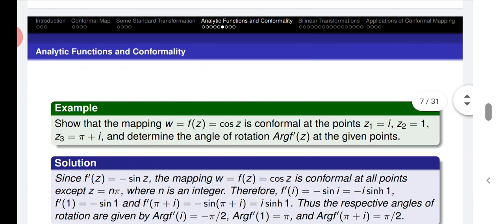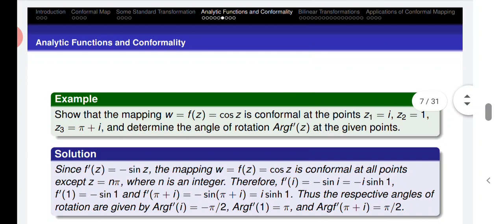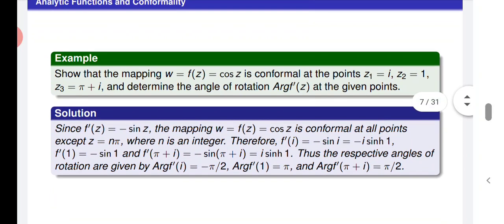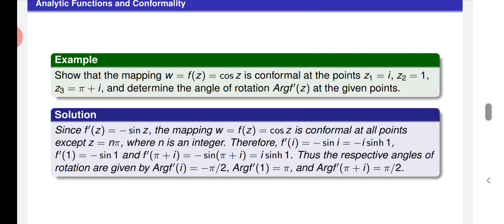Now another example is here. Show that the mapping w equal to f of z equal to cos z is conformal at the points z1 equal to iota, z2 equal to 1, z3 equal to pi plus iota, and determine the angle of rotation, argument of f dash z, at the given points. For the solution, since f dash z is equal to minus sin z, the mapping w equal to cos z is conformal at all points except z equal to n pi, where n is an integer.